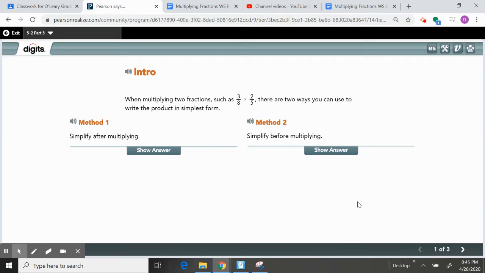Hello, class. Today we're going to look at Lesson 5-2, Part 3. And again, it's multiplying fractions, so the same idea. The only thing added in today is seeing where you can reduce the final answer to its lowest terms.